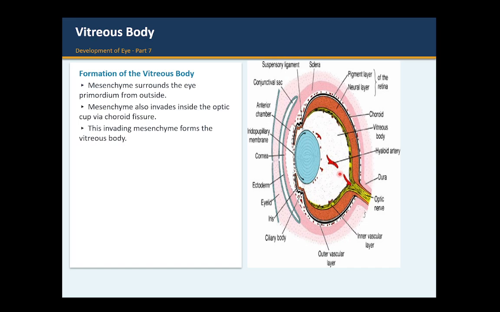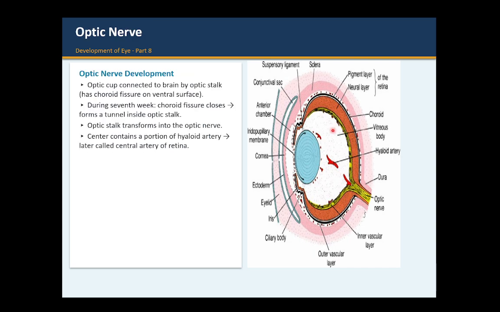Clear, everybody? Okay. So the optic cup connected to the brain by the optic stalk has a choroid fissure on the ventral surface. During the 7th week, the choroid fissure is going to close, forming a tunnel inside the optic stalk, and the optic stalk transforms into the optic nerve, and in the tunnel, the proximal part of the hyaloid artery which remains is going to be called now the central retinal artery.